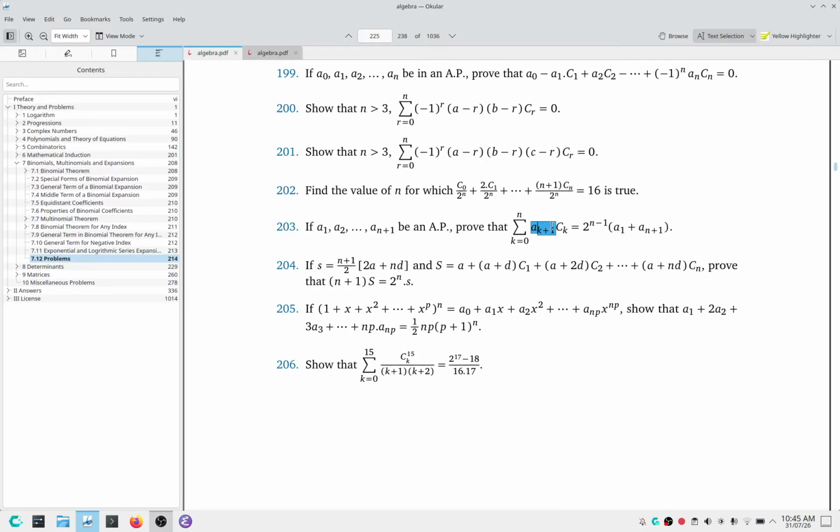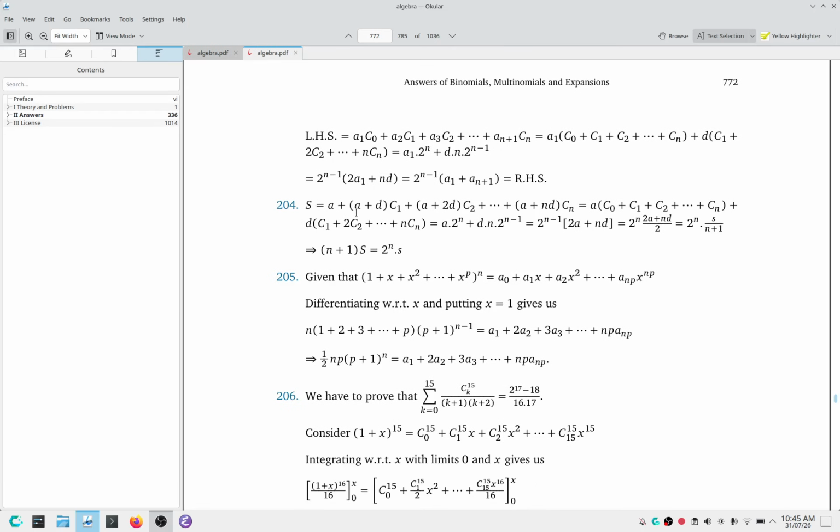Look at the solution. So we have capital S is equal to this, we expand, we get the same result here: 2 to the power n minus 1 times 2a plus nd. So you see this relationship, 2a1 plus nd and 2a plus nd, same stuff here. Now this is equal to 2 to the power n times 2a plus nd upon 2, that is 2 to the power n times small s upon n plus 1.